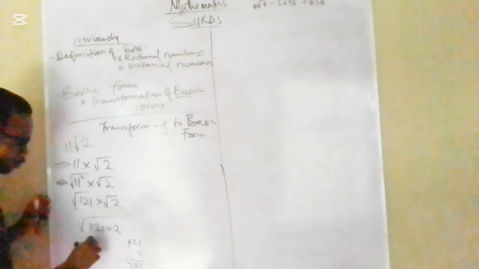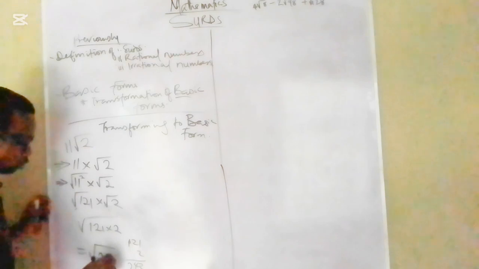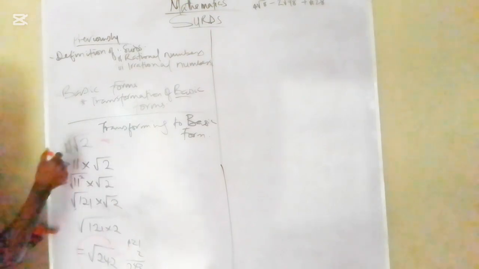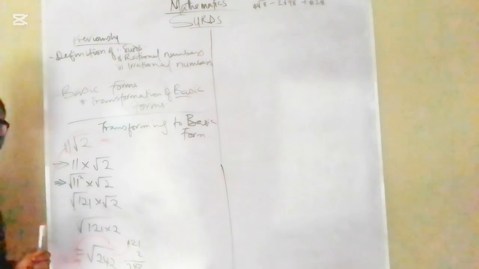What's 11 times 2? 2 times 1 is 2, 2 times 2 is 4, 2 times 1, 2. So you have the square root of 242. In other words, the square root of 242 is what gives us this, and the basic form of it is this. So that's what we have.